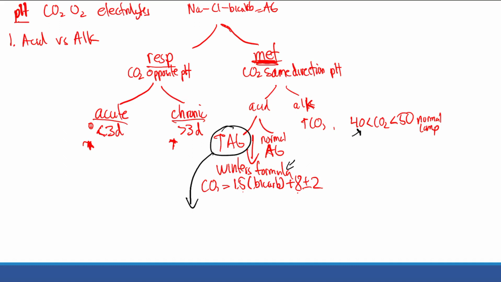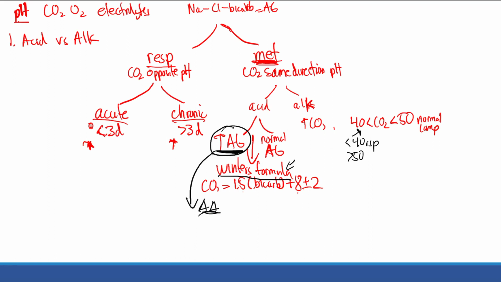Remember that we said if this is less than 40 or greater than 50, you have a respiratory problem. We also want to know if there are concomitant metabolic problems, and the way we're going to do this is with the delta-delta. This delta-delta is going to tell you if there's another metabolic problem going on at the same time as your anion gap metabolic acidosis. So if you have an anion gap metabolic acidosis, always check both your Winter's formula and your delta-delta. I'm going to show you how to check your delta-delta.